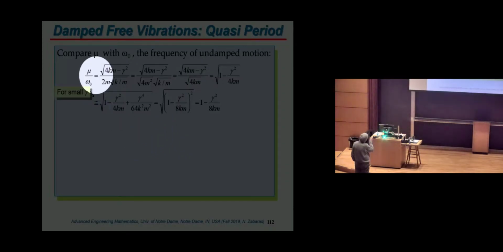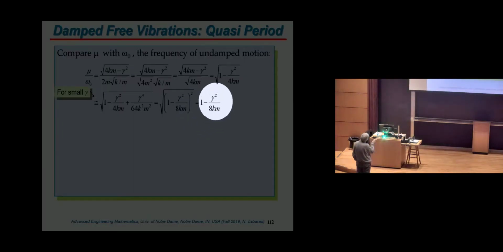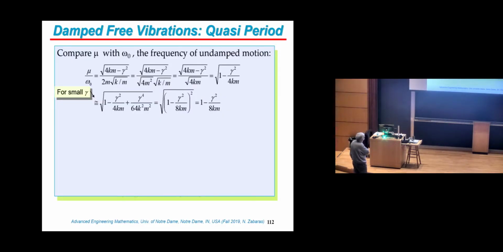It takes the frequency of oscillation for the damped system, which is mu, divided by the natural frequency omega 0, which is square root of k over m. And it plugs in mu. You remember mu, that's the square root divided by 2m. And then you get this wonderful formula. And in case you are interested, you can approximate it for small gamma to this nice formula, where you get rid of the square root.